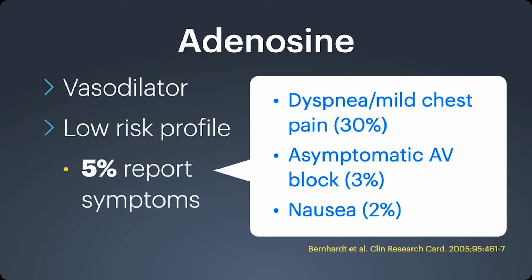So adenosine is a vasodilator. It's relatively safe. It has a low risk profile. The literature states that about 5% of patients will report some degree of symptoms during the test. Most of those symptoms are pretty mild. They may have shortness of breath or some mild chest discomfort. But a small percentage of patients will develop AV block, and some will also have nausea. And so it's important to consent patients for these symptoms, letting them know the risk prior to the exam.